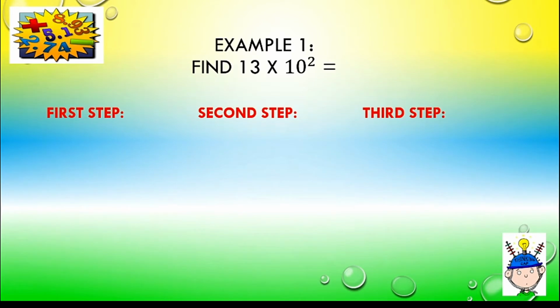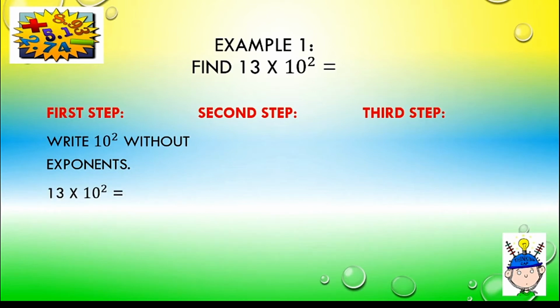Now let's answer this problem. 13 times 10 squared. Now the first step that you are going to do is write the 10 squared without exponents. Therefore, we will write the standard form. 13 times 10 squared becomes 13 times 100.